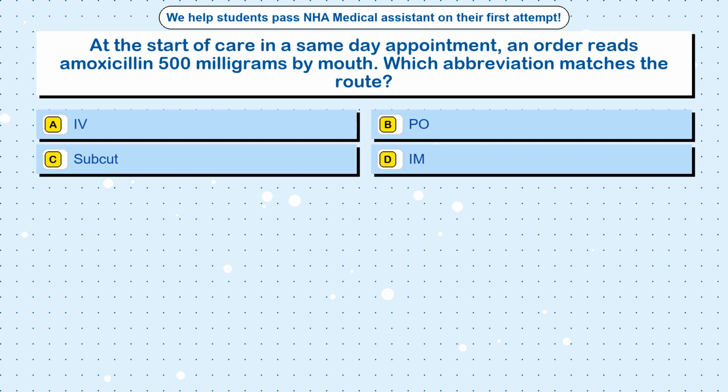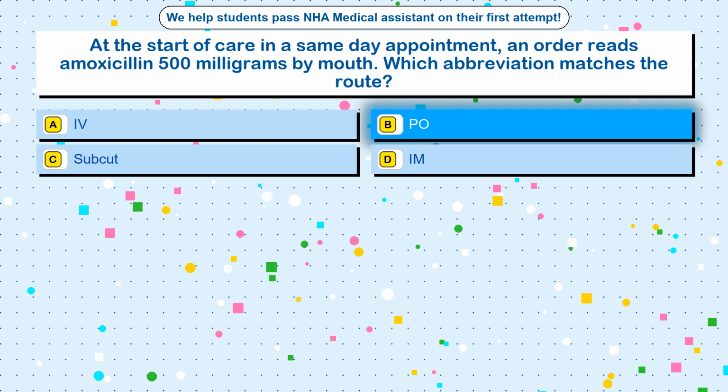Question 73. At the start of care in a same-day appointment, an order reads amoxicillin 500 mg by mouth. Which abbreviation matches the route? Option A, IV. Option B, PO. Option C, subcut. Option D, IM. The correct answer is option B, PO.